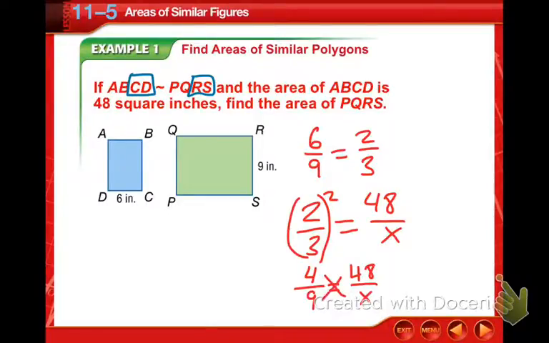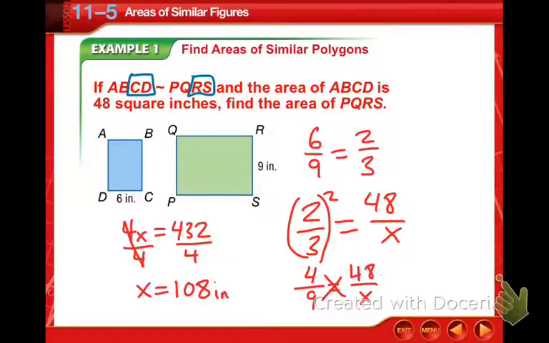Then we cross multiply, so we end up with 4x equal to 9 times 48, which is 432, and we divide by 4. So our x comes out to be 108, and our unit is inches squared.